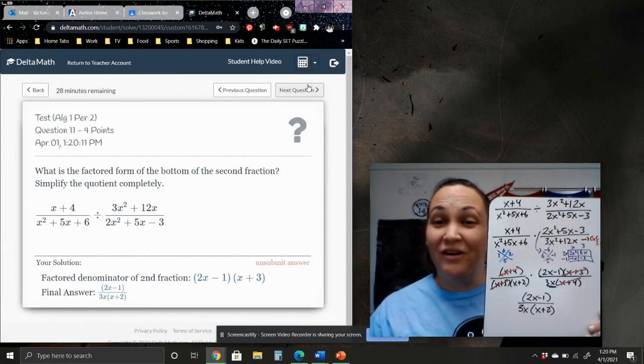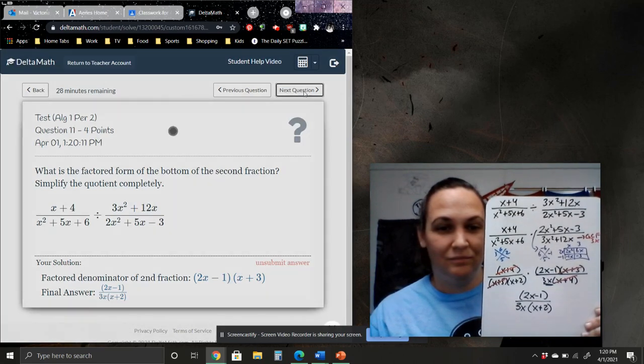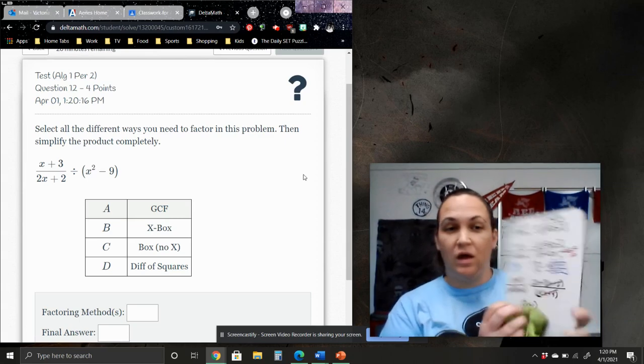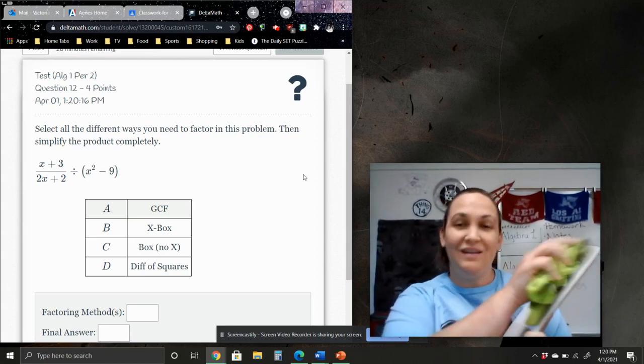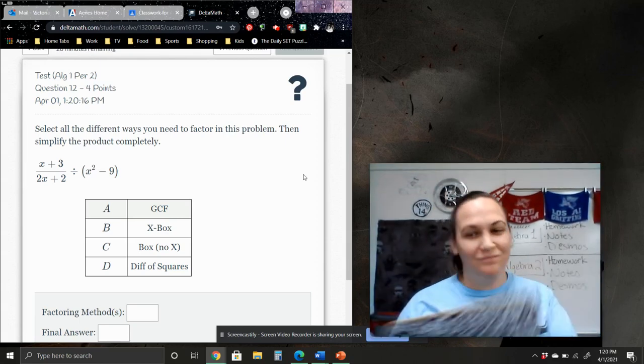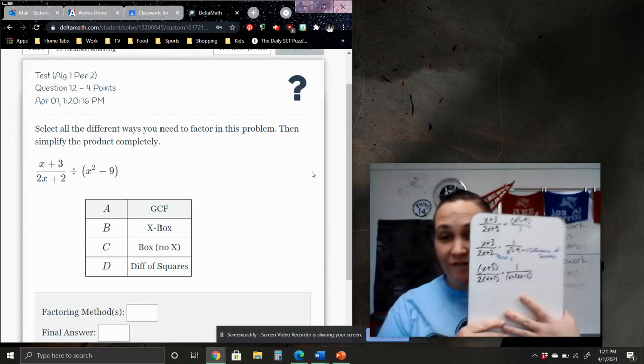Okay, guys, I think we're on our last problem. This one, again, wants to know the methods we used for factoring. So I am going to factor this one completely, and then we'll check and see which methods we used, and then we can write our final answer. Okay, so I'm all done factoring.